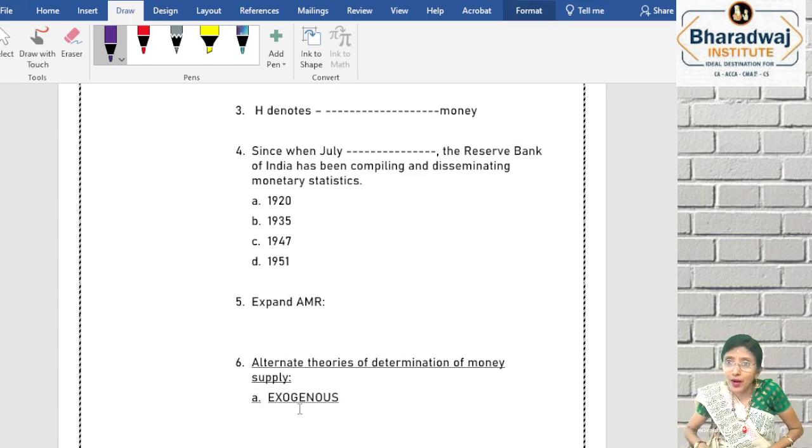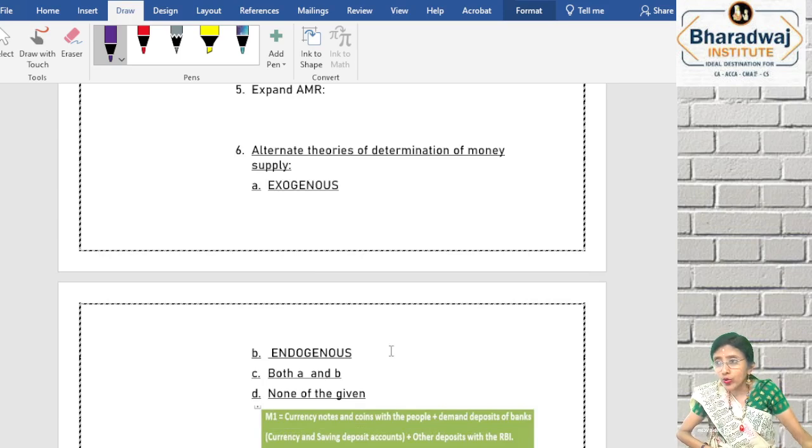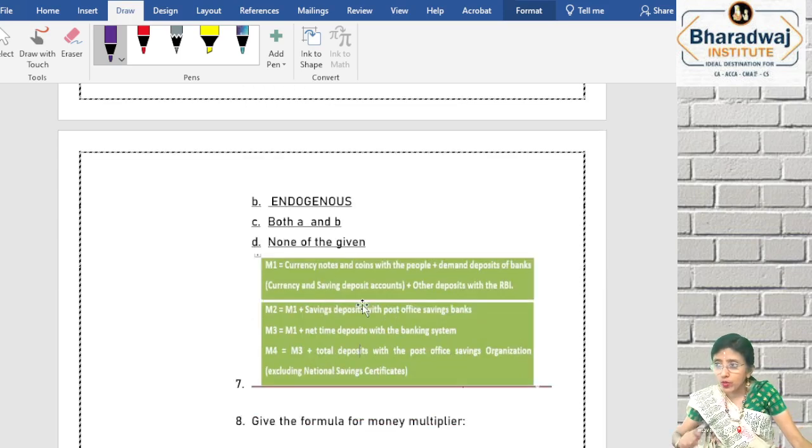Expand AMR. You saw that term, no, when we were discussing AMR. When you say alternative theories of determination of money supply, what would you choose? Exogenous or endogenous or both or none of the given here? Now this one, I'm going to keep a separate test for you. So I will call out and you have to fill it up. Okay, that is how it will be.